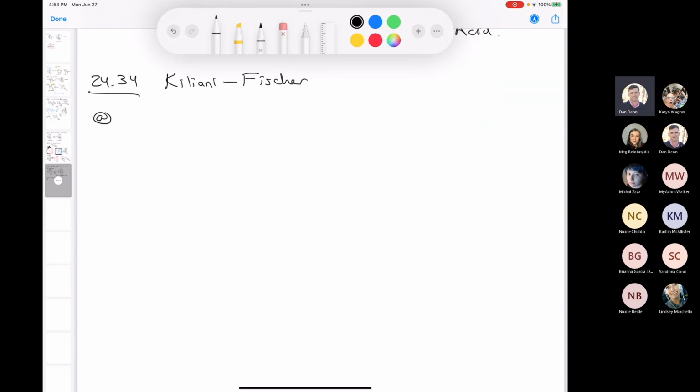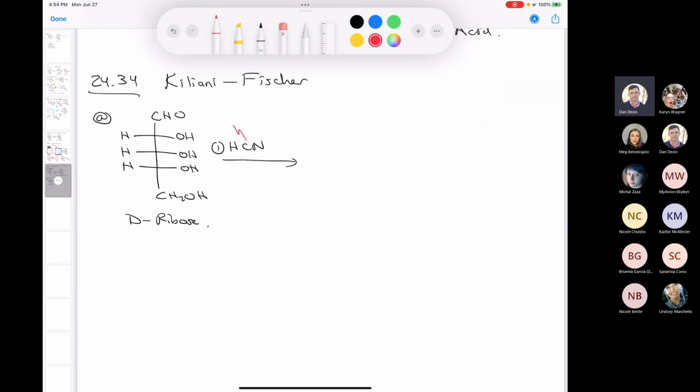In A, we start with D-ribose, which is found in RNA, of course. Deoxyribose is found in DNA. So this is just plain old D-ribose. So let's draw that. All the hydroxyls are on the same side, like this. And then we do the Kiliani Fischer synthesis. So what's the Kiliani Fischer synthesis? First, we treat it with HCN. And this is where the new carbon comes from. So this is the new carbon that you're introducing, right?